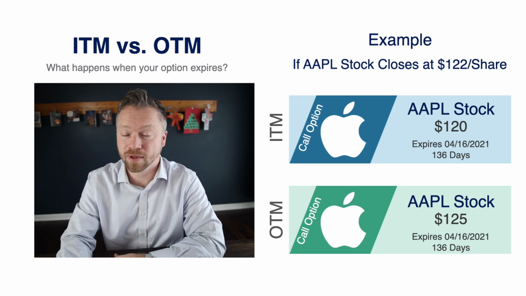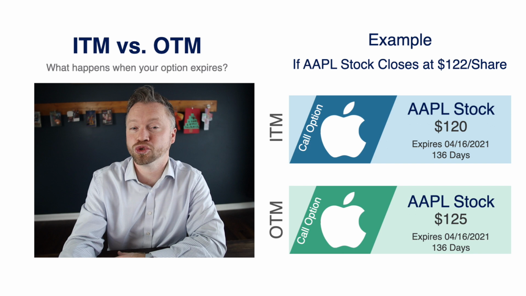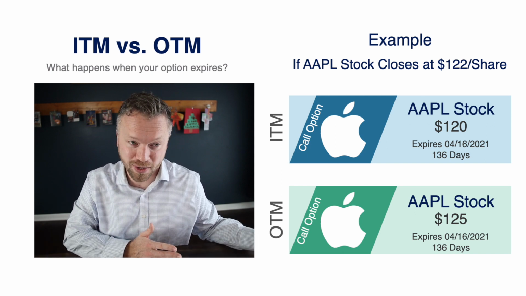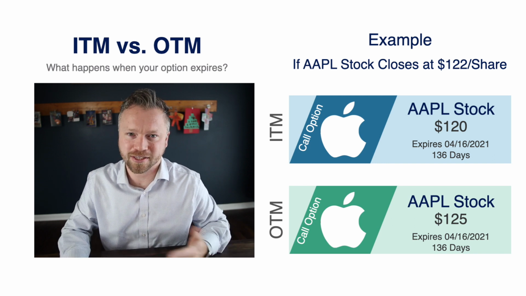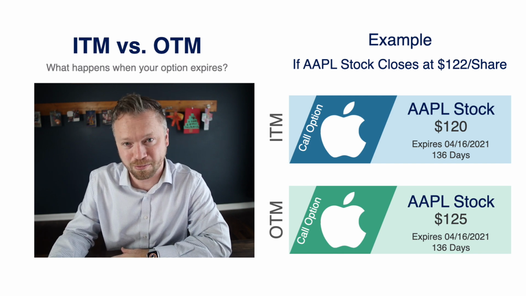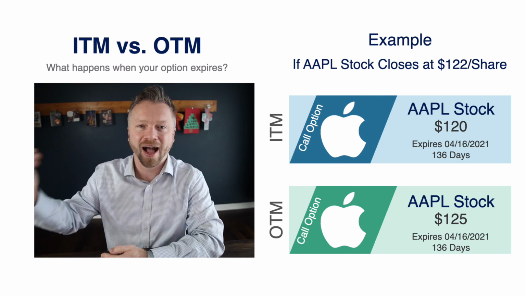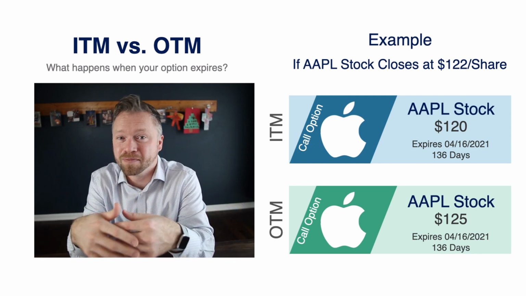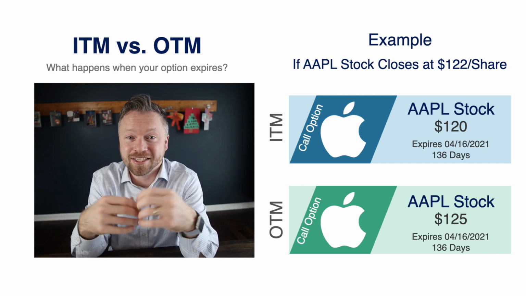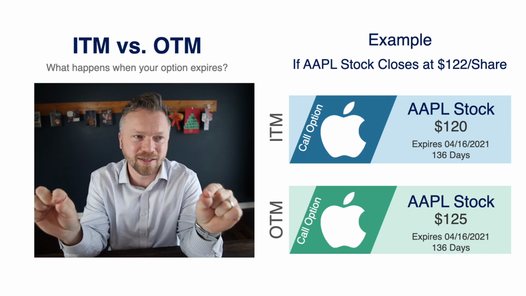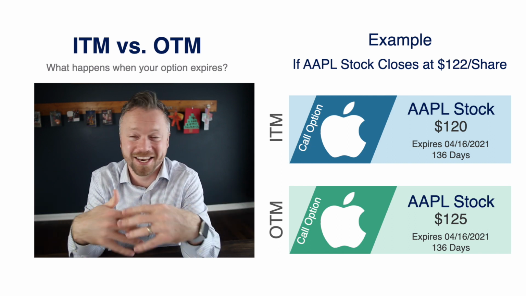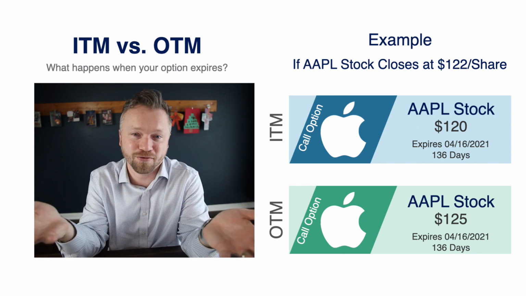Because if we had an option, let's say on Apple, for $125 and we were to exercise it, even though the stock is worth $122 right now, it would really be worthless because you could go to the market and buy it cheaper than what your contract allows you to buy it right now. So it's considered out of the money. When an option expires out of the money, essentially nothing happens. The contract just disappears. You'll see it in your account the day before, but then after the day of expiration, it's just gone. And you've lost whatever money that you've paid for that contract.